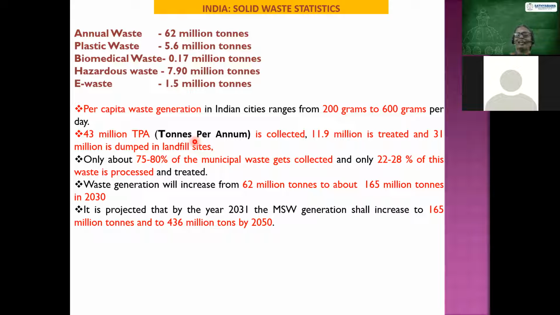Okay, and while hearing the news, dengue fever is again spreading all over Chennai, because of this dumping and landfilling creating these kinds of issues. They say 75 to 80 percent of municipal waste is collected, but only 28 percent can be processed. That much facility only we have available. Okay, and there is one more data: 62 million tons to 165 million tons in 2030. It is drastically increasing.